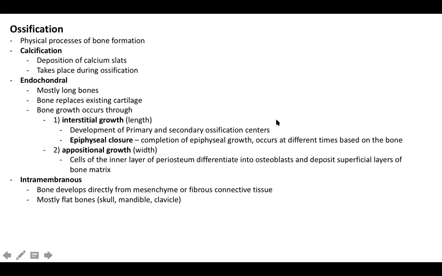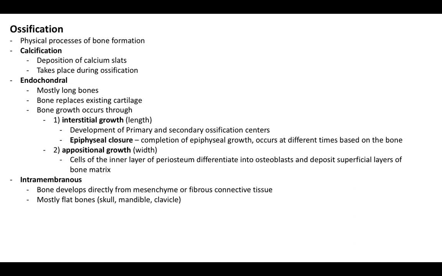Okay. So ossification is the physical process of bone formation. We have calcification, which is the deposit of calcium salts, and calcification takes place during ossification. Okay, so there are two different types of ossification: endochondral and intramembranous. Endochondral is for your long bones, so this is most of the long bones in your body.